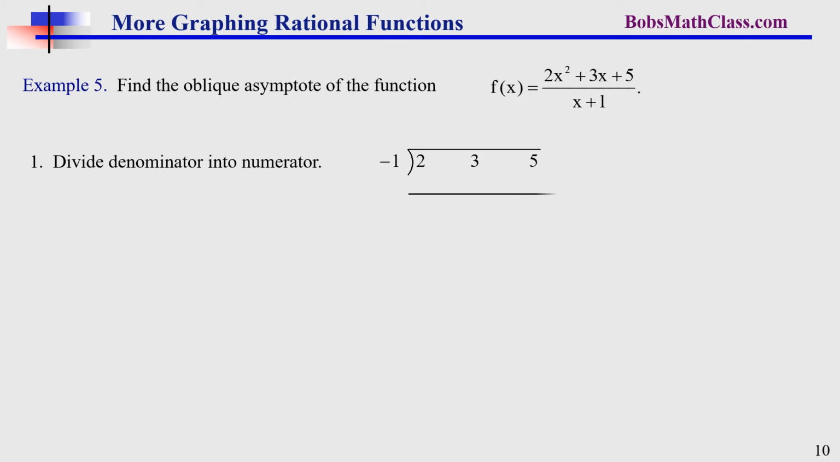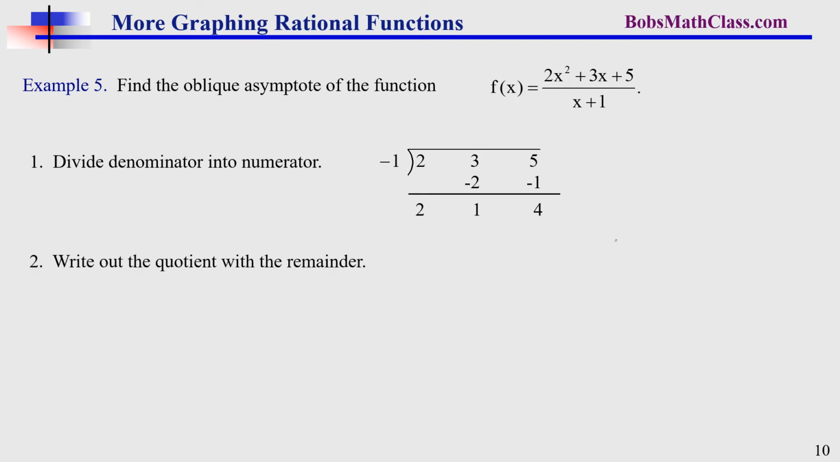All right, write your line below. Bring your 2 down below the line. Then multiply. -1 times 2 is -2. Add those numbers, that gives you +1. Multiply again. That's -1. Add, that's 4.